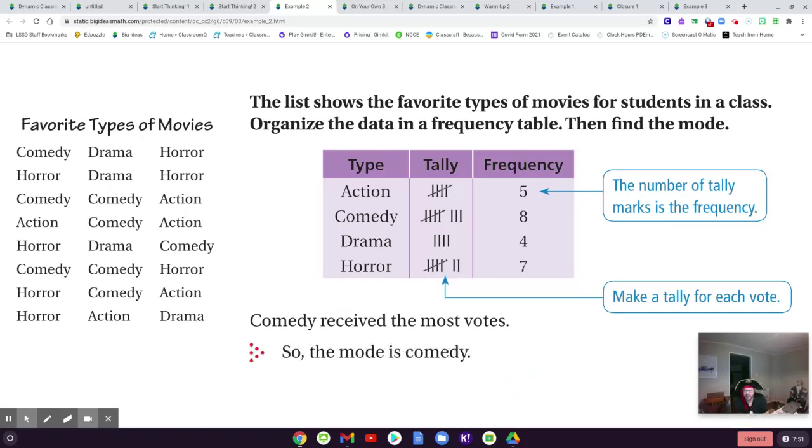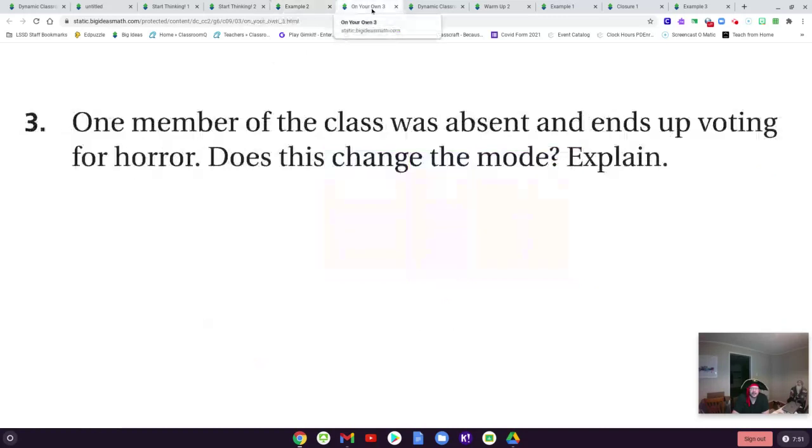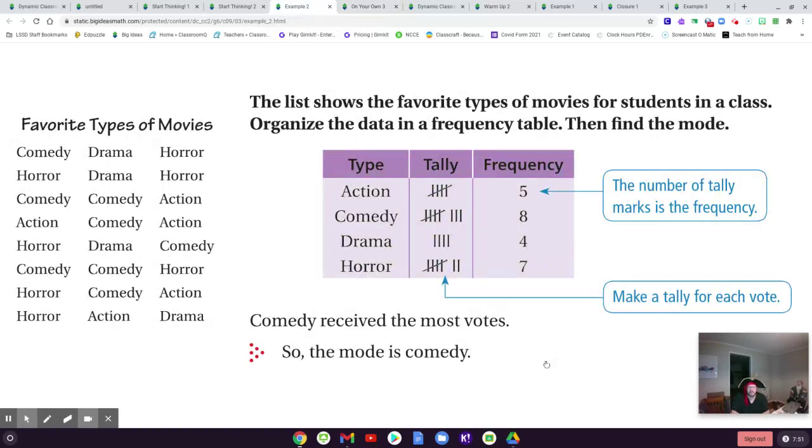Also notice you couldn't find a mean for this list because there's no numbers to add up other than the frequency here. So mode can be used with numbers, and mode can also be used with categories. So a good advantage of mode. All right, so what happens if one member of the class was absent and then shows up and votes for horror? Does that change the mode? Let's go back real quick. So if somebody who was absent comes back and says horror is their favorite movie type, does that change the mode?